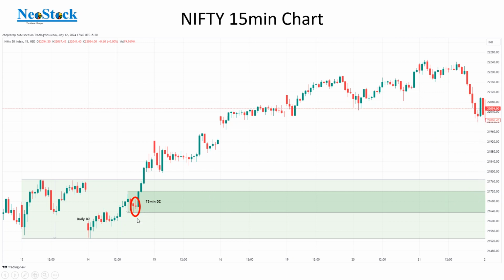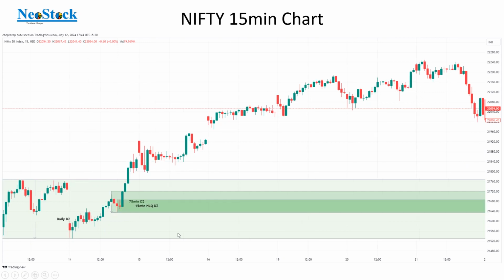But here you have again a 15 minutes high liquidity demand zone. So this is the one, 15 minutes high liquidity: drop, 2 base candles, rally. Remember, this daily demand zone is having a 75 minutes fine-tuned zone. This 75 minutes again having a 15 minutes fine-tuned zone. Definitely, this 15 minutes will be having 5 minute zones. Maybe the 5 minute may not be high liquidity. It could be a normal zone also. But if that is the case, this order flow works very well.